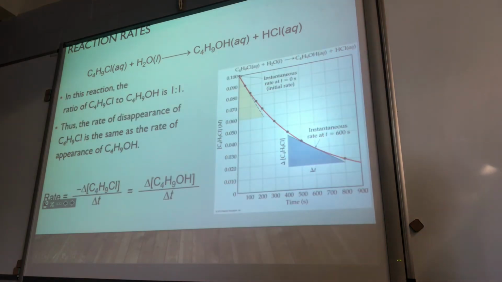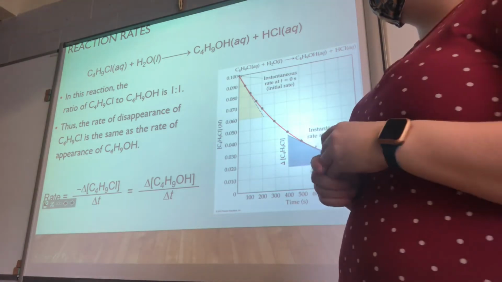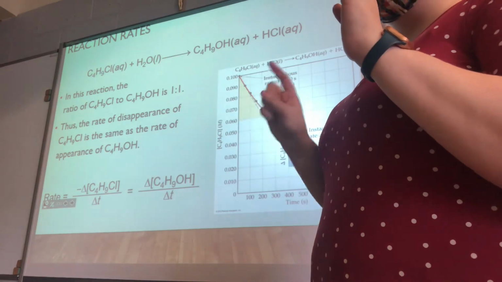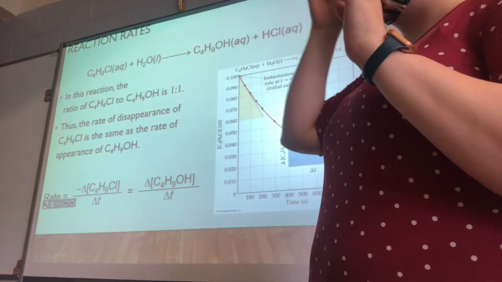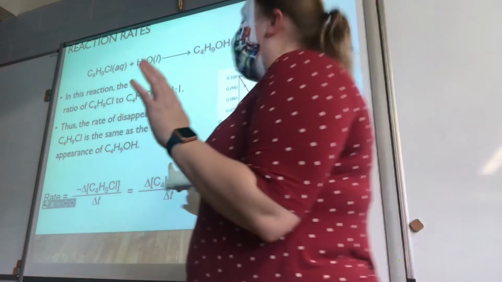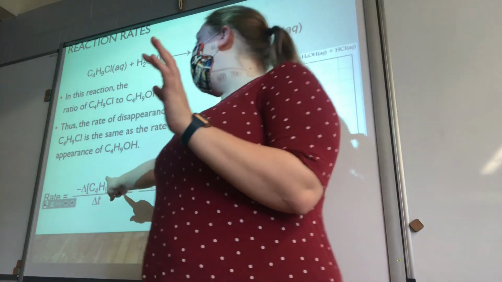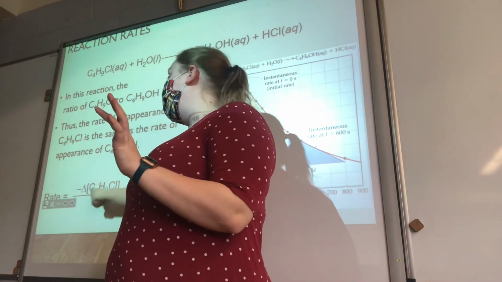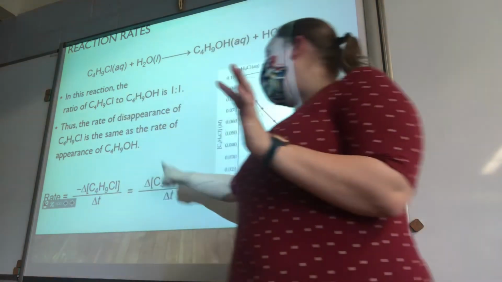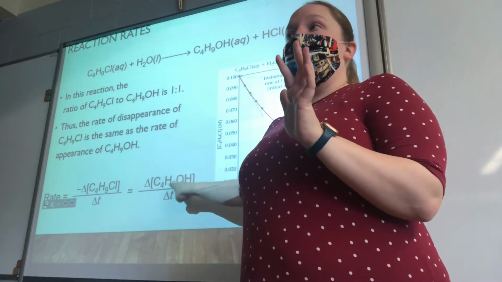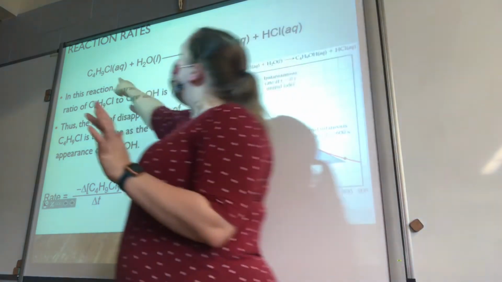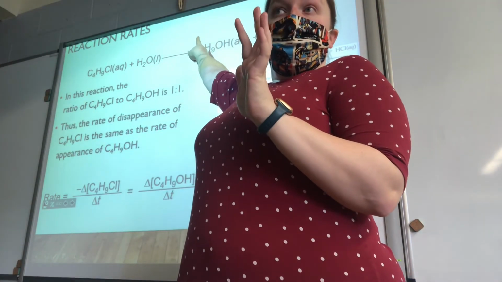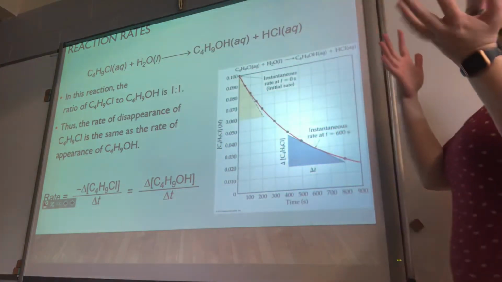Okay. For our next interpretation of reaction rates, as something is disappearing, we can also interpret it as having something appear. So the negative change in concentration of a reactant over time is going to equal the positive change in product concentration over time. So as this disappears, this appears. Does that make sense? Kind of, sort of?